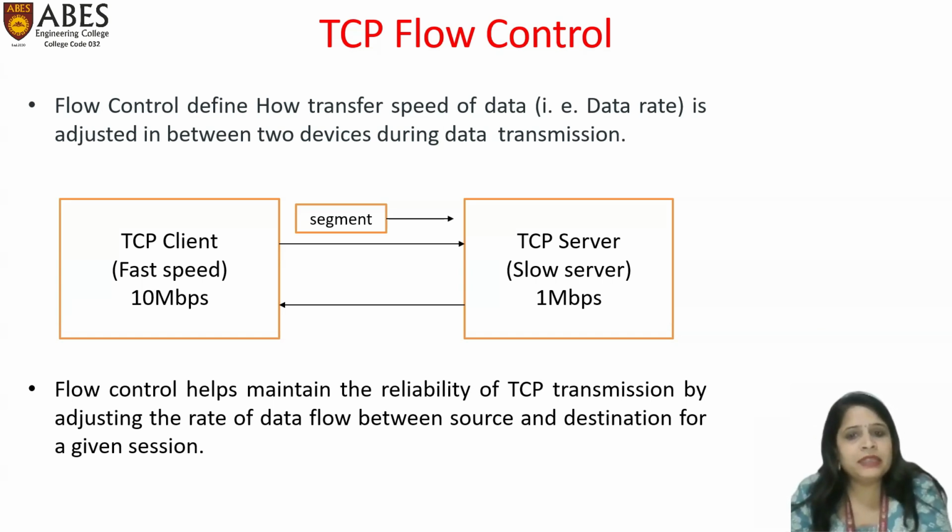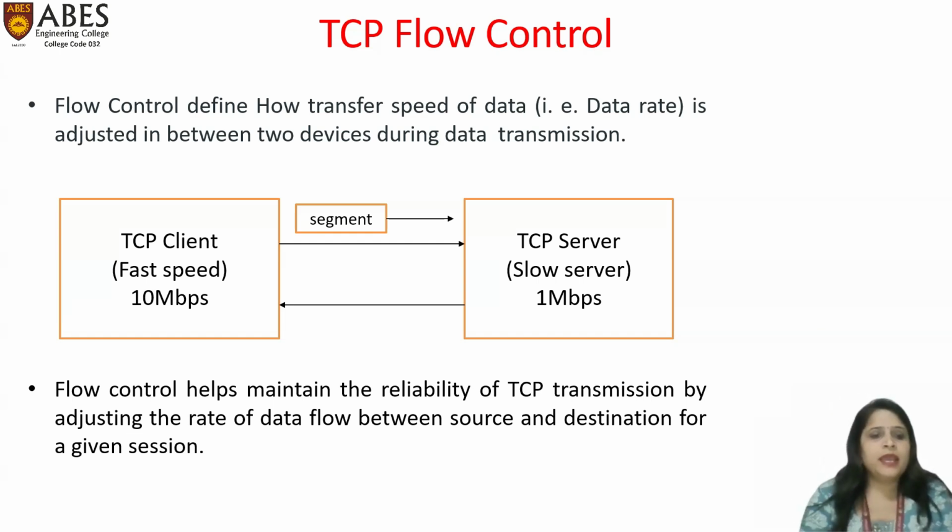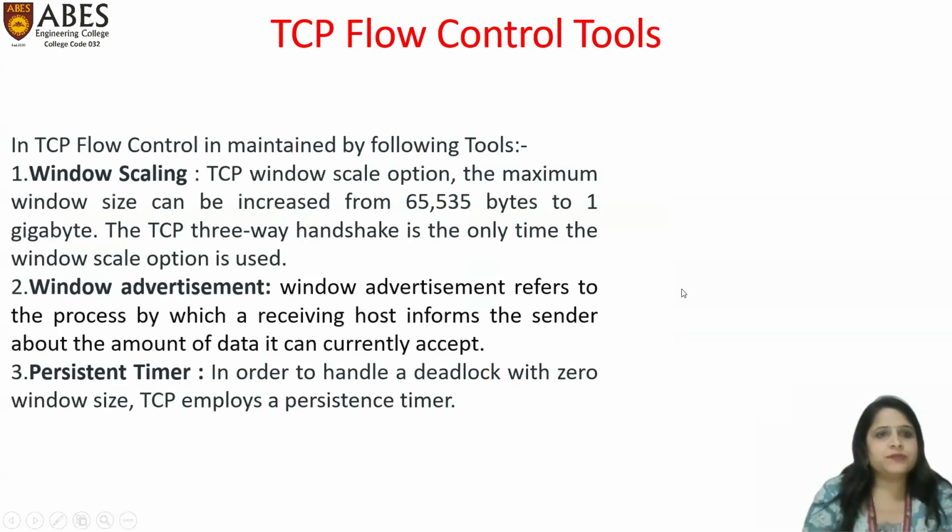Flow control helps maintain the reliability of TCP transmission by adjusting the rate of data flow between the source and the destination for a given session.